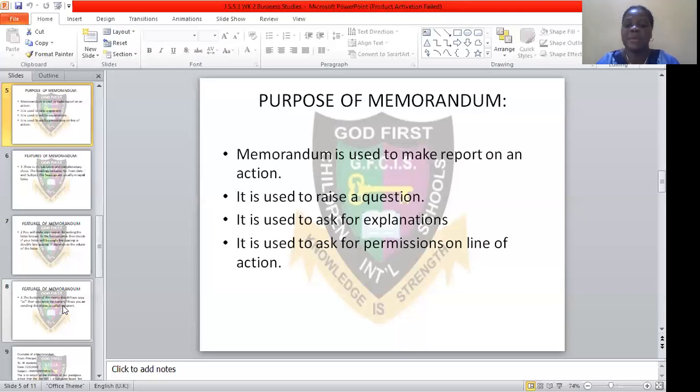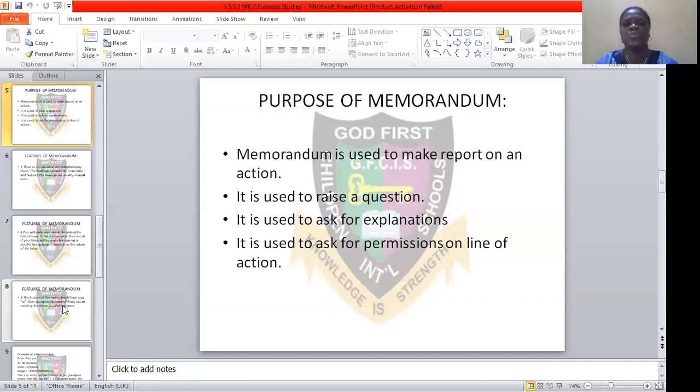Another thing that you can use a memo for, which the majority of people do use it for, as a member of staff, is permission on line of duty. You as a worker, you are duty bound to come to work at the designated time that you're supposed to resume. And when you get to your working place, you're supposed to take up the work as you should. No lapses of any sort.